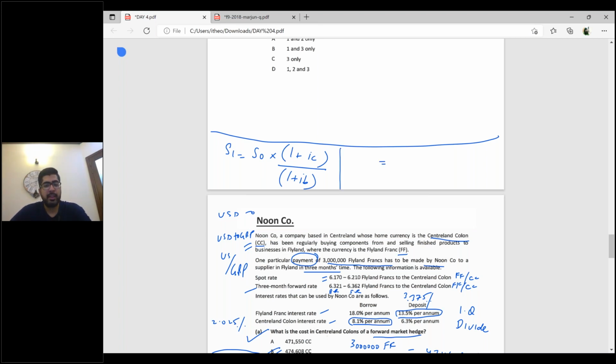Now, are you given the spot rate? Yes, S0 is the spot rate, 6.170. S1 is the forward rate. Are you given the forward rate? Yes, the 3-month forward rate is given, 6.321. You are given the spot rate as 6.170, and the forward rate as well, 6.321, the 3-month forward rate.